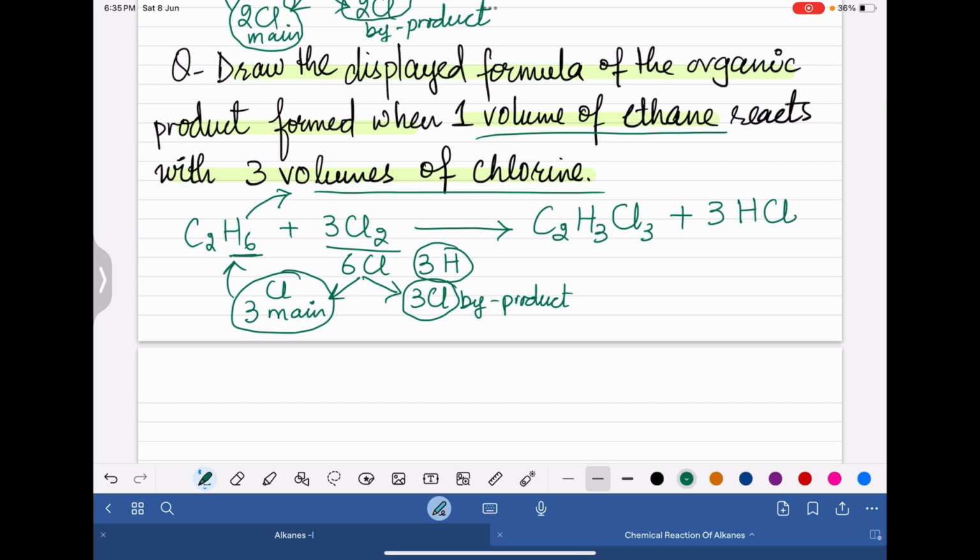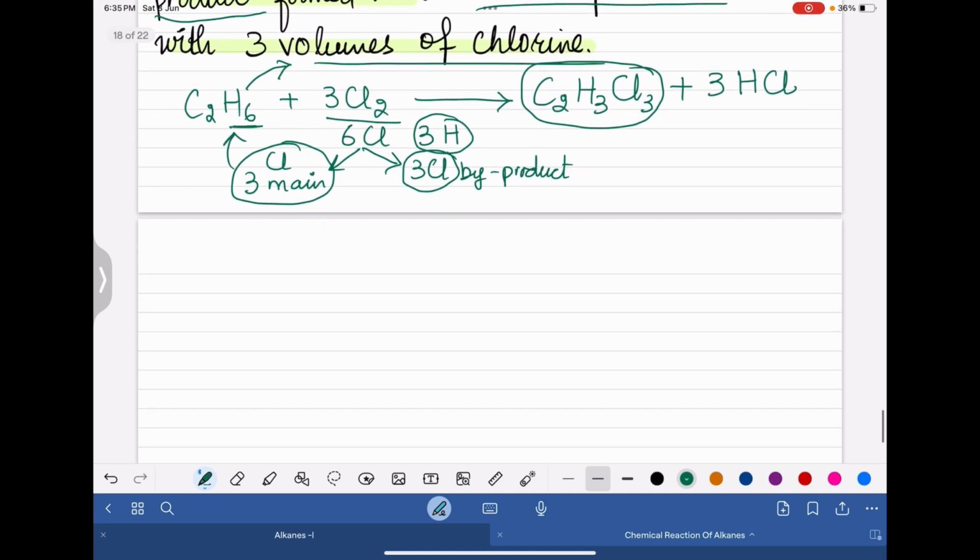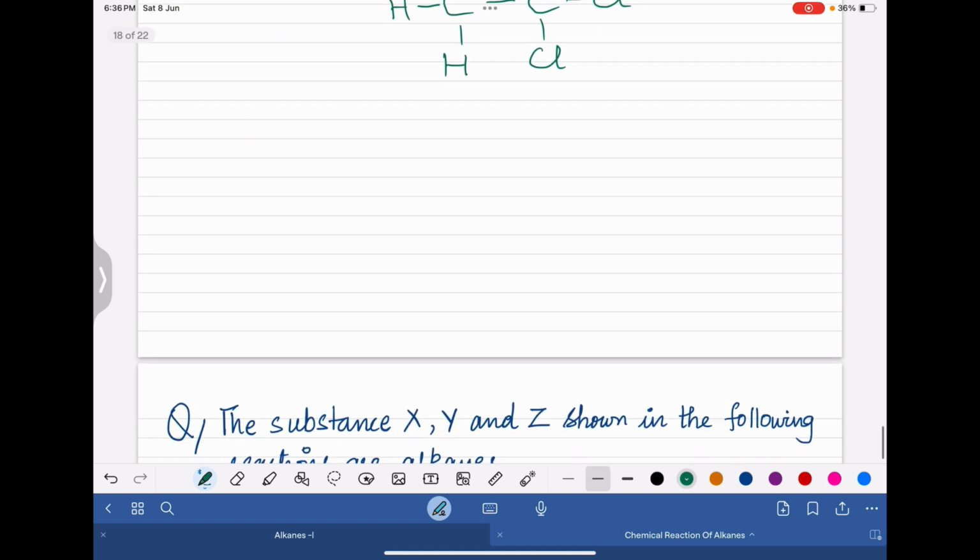But in the question, it is asked to draw the displayed formula of the organic product formed. So this is the organic product. We will draw its structure. There are 2 carbon atoms, 3 hydrogen atoms, 1, 2 and 3, and 3 chlorine atoms. So this is the displayed formula of the product formed.